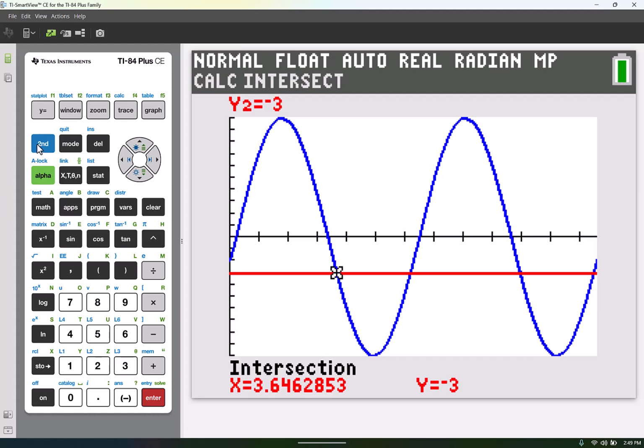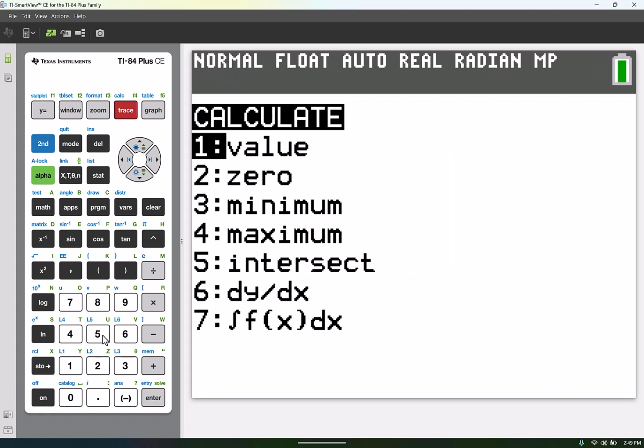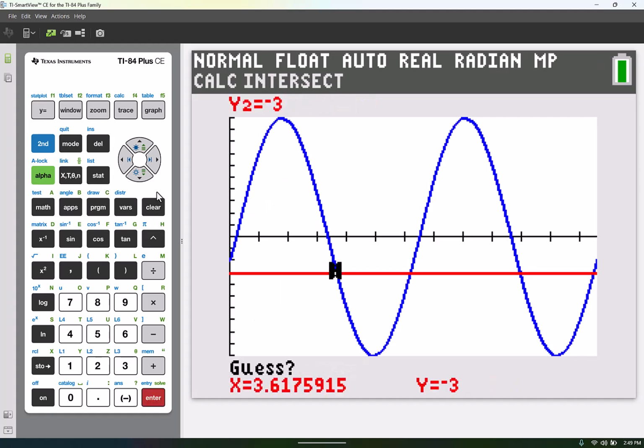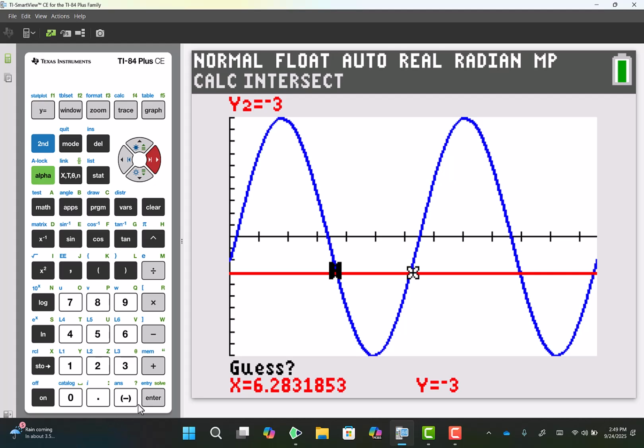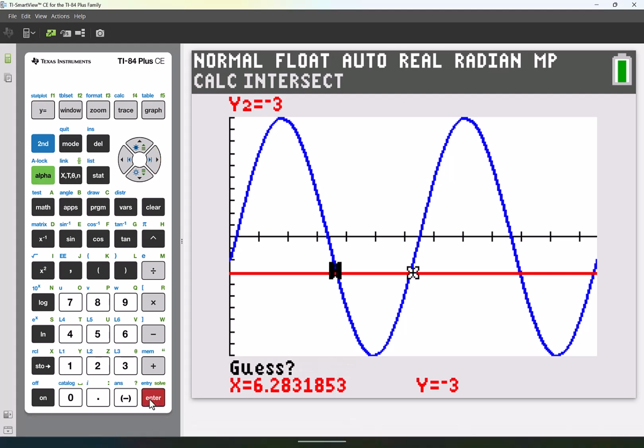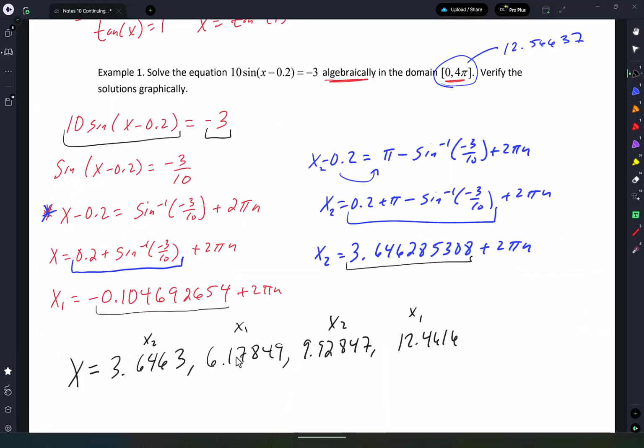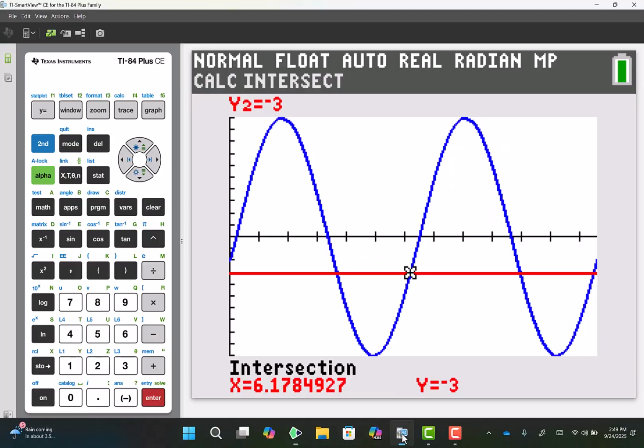I'll do it again. Second, calculate, number 5. Enter, and if I want to get the second one, make sure that it says the word intersection. Enter. 6.17849. Did you get that? There it is. And we got that answer also over here. 6.17849.